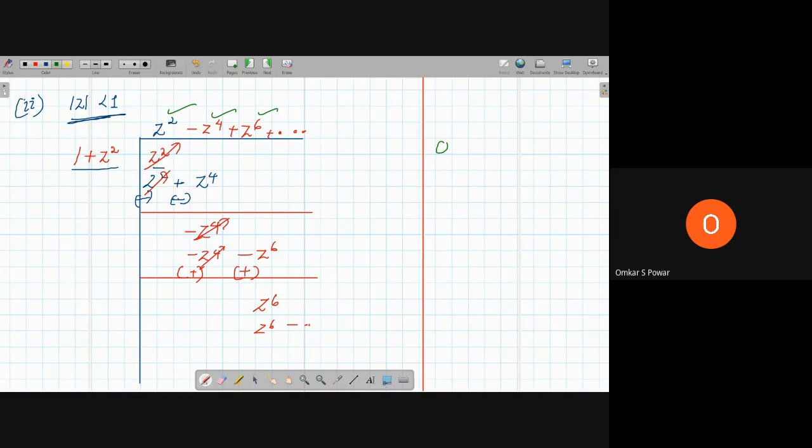So what is our quotient? z square minus z to the power of 4 plus z to the power of 6 plus so on. Taking the inverse, what you will get as the quotient is del of n plus 2 minus del of n plus 4 plus del of n plus 6, and so on. So this is your inverse set. The same method, and it is very easy.